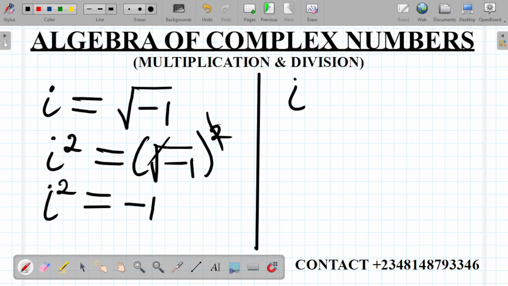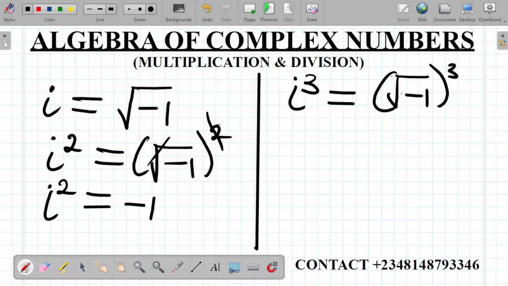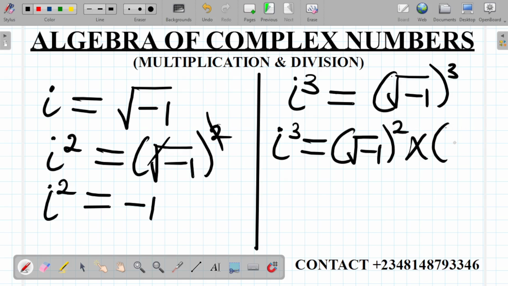Now, i raised to power 3 is equal to i squared multiplied by i. So i raised to power 3 can be written as square root of minus 1 all raised to power 2, multiplied by square root of minus 1. So i cubed becomes square root of minus 1 all raised to power 2, which gives us minus 1.